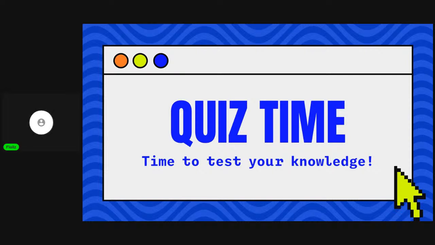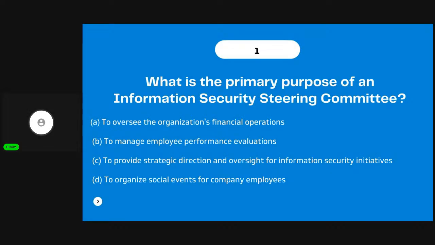So let's take some quiz and see how today's training has moved on, if it's in line with what we should understand. The first question is, what is the primary purpose of an information security steering committee? We have option A, option B, option C, and option D. You can just drop in the chat box if it's option A, B, C, or D. What is the primary purpose of an information security steering committee?